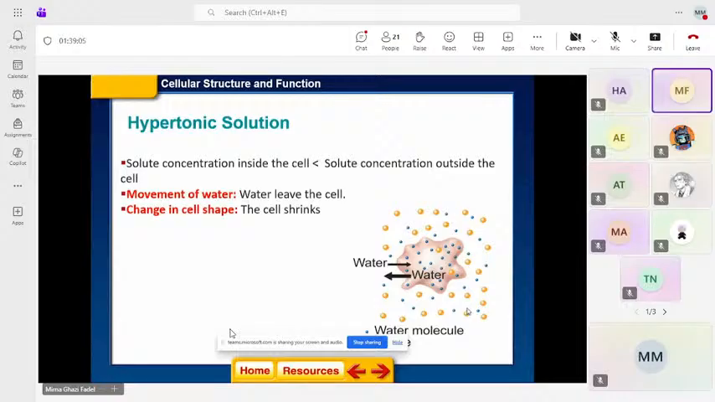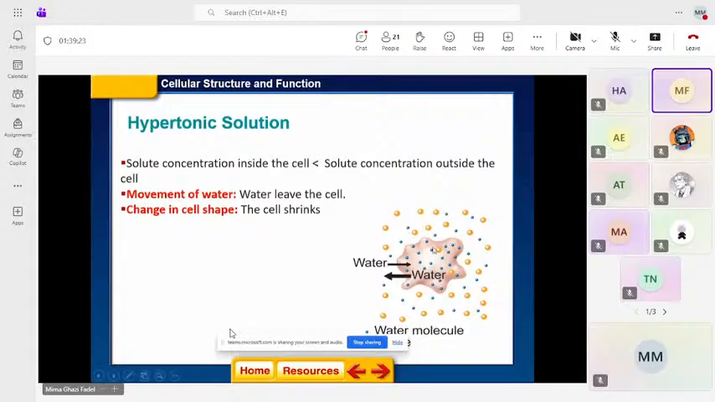Yes, Miss, these blue dots represent water molecules, while the yellow dots or circles represent the solute. We focus on the solute. We don't look at the water. We look at the solute, the yellow dots, inside the cell and outside the cell.